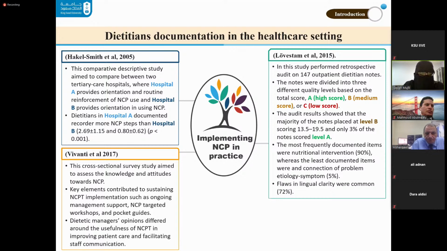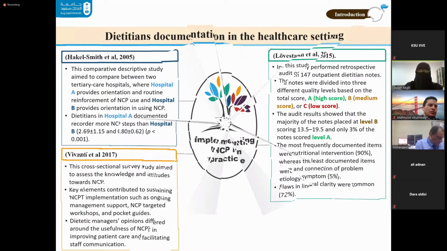The last study was done in 2017. It was a cross-sectional survey that distributed among dietitians and managers of dietitian departments, sorry, clinical nutrition departments. They found out that the key element of sustaining NCPT implementation is ongoing management support, NCP targeted workshop, and pocket guides. The dietetic manager's opinion differed around the usefulness of NCPT in improving patient care and facilitating staff communication.